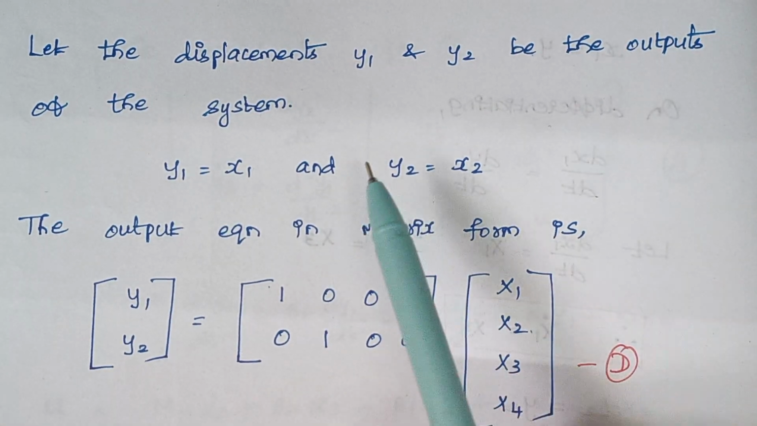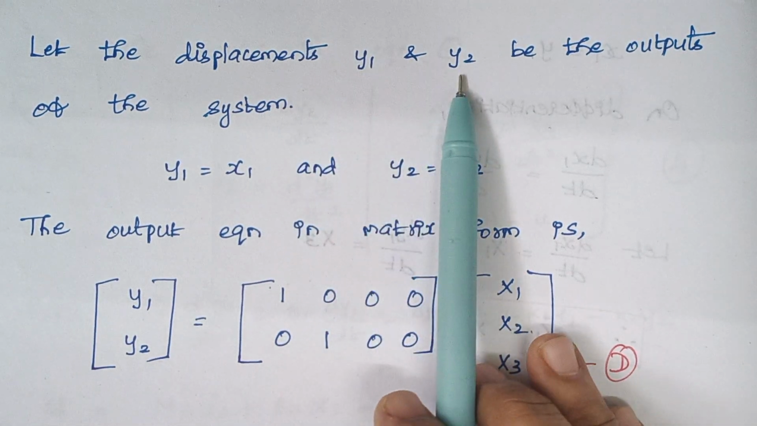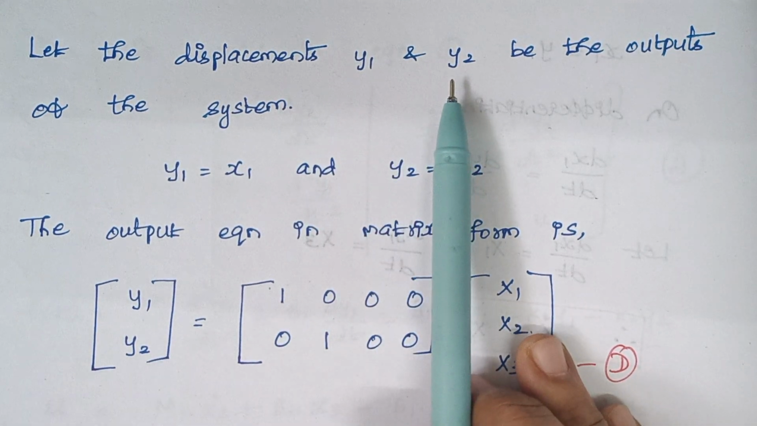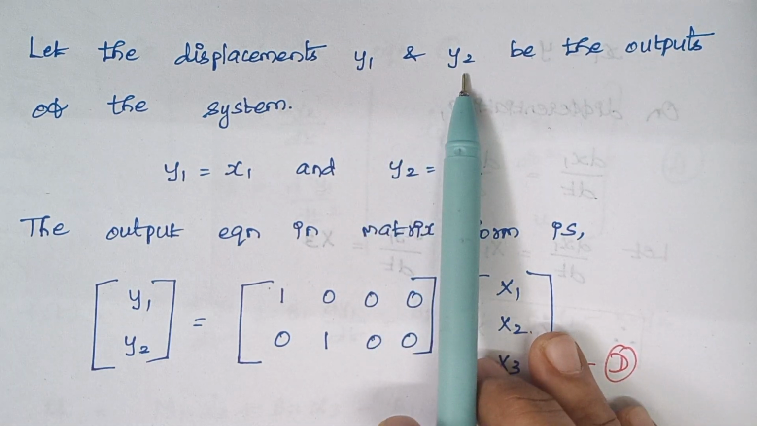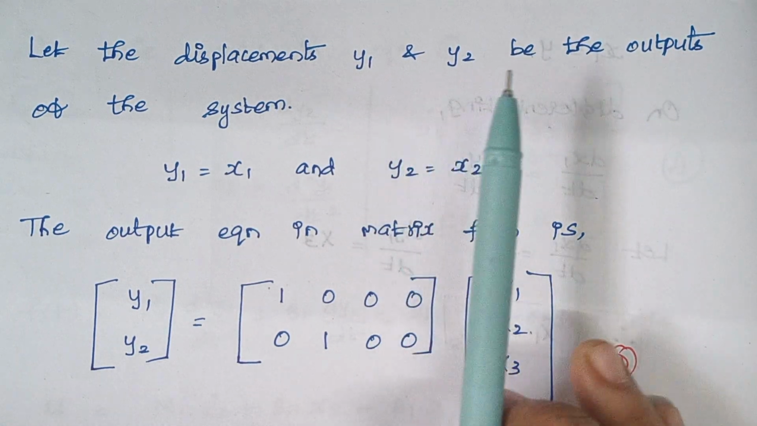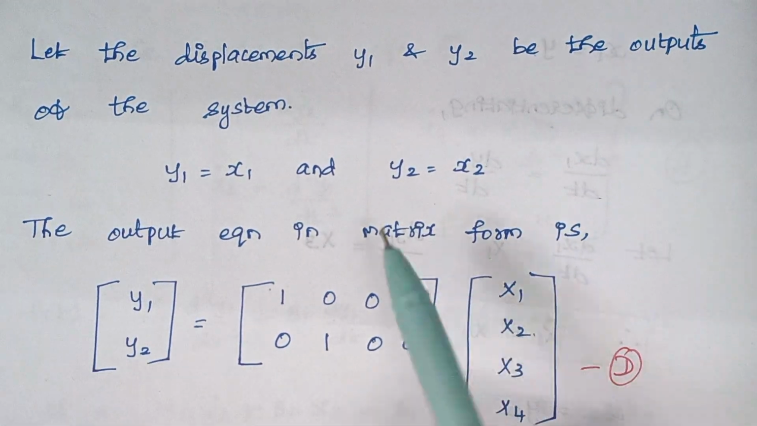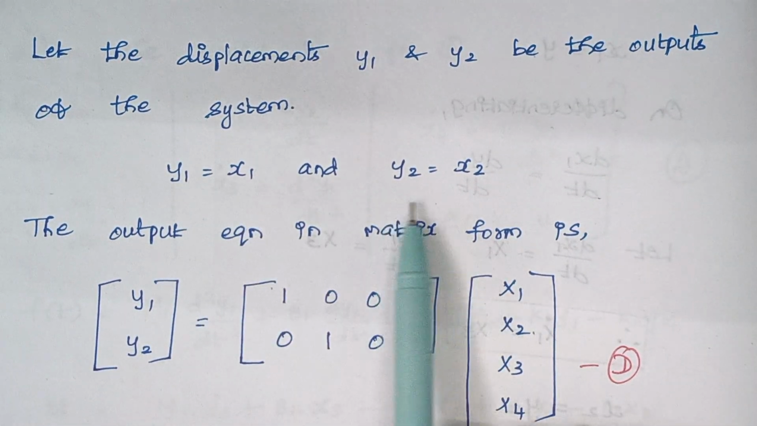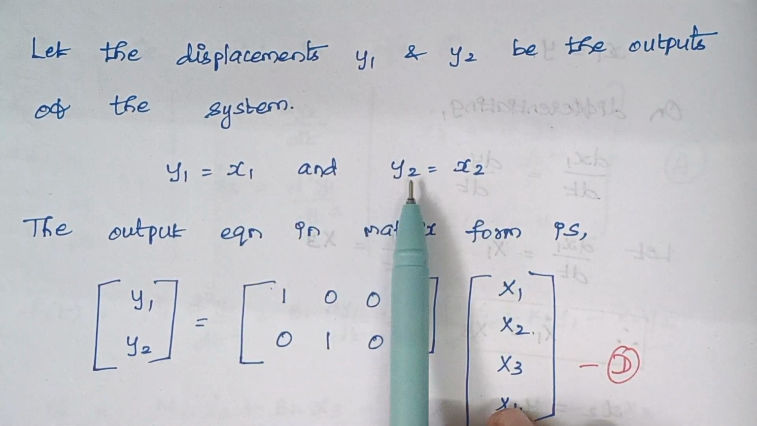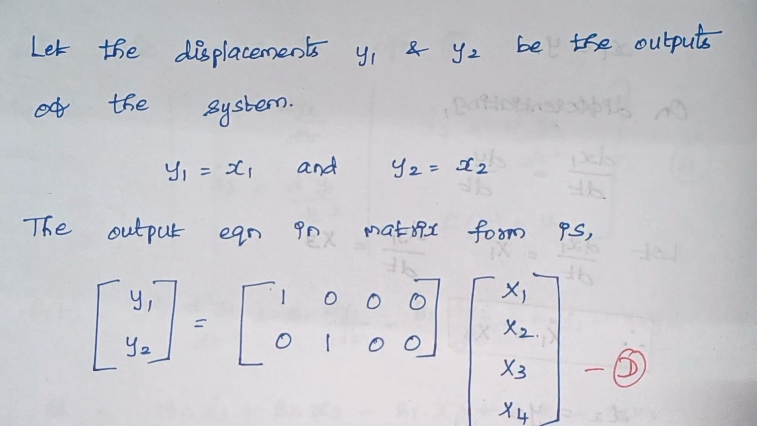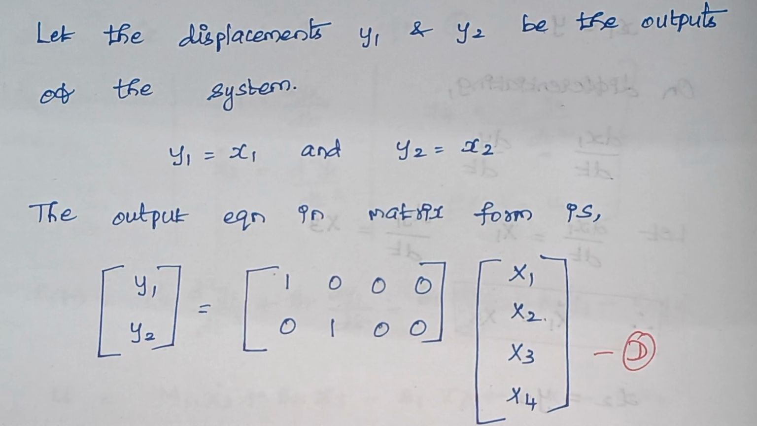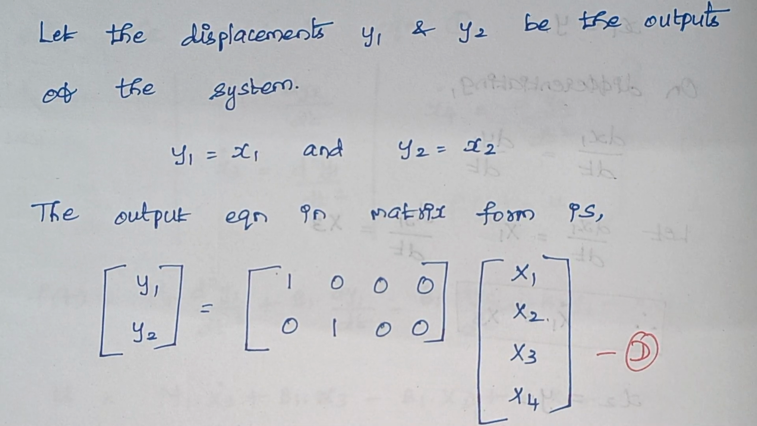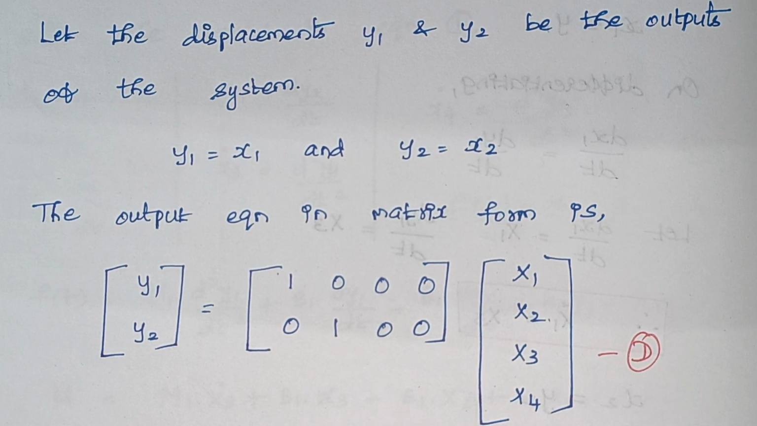Let the displacements, that is y1 and y2, be the displacement, right? Due to this given force F of t, we are having these two displacements, right? In masses m1 and m2 respectively. So here again, y1 is x1 and y2 is x2, right? These are all the things we had already considered. So we have to write output equation. So how to write an output expression? You see, output should be in terms of the respective state variables.